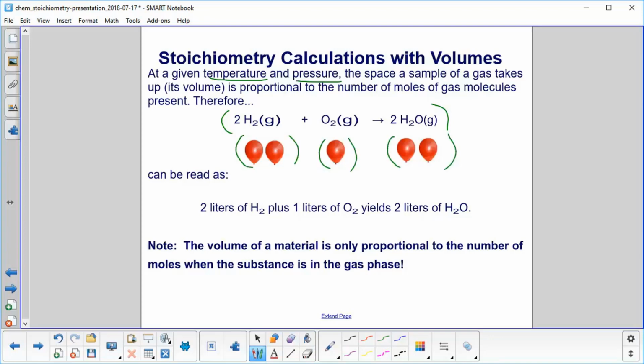Okay? You can read that as 2 liters of hydrogen plus 1 liter of oxygen yields 2 liters of water. Note, the volume of a material is only proportional to the number of moles when the substance is in the gaseous phase, and all 3 of these are in the gaseous phase.